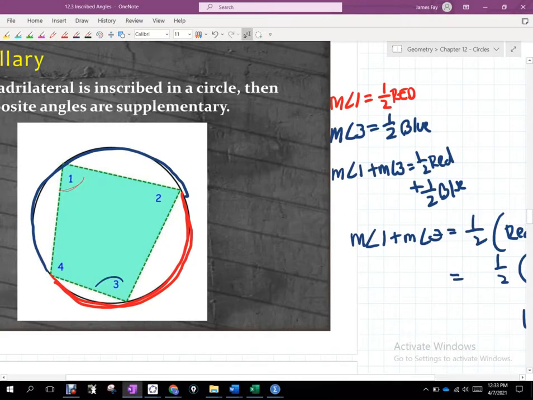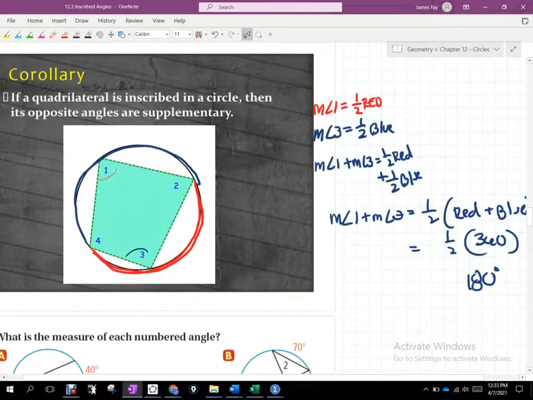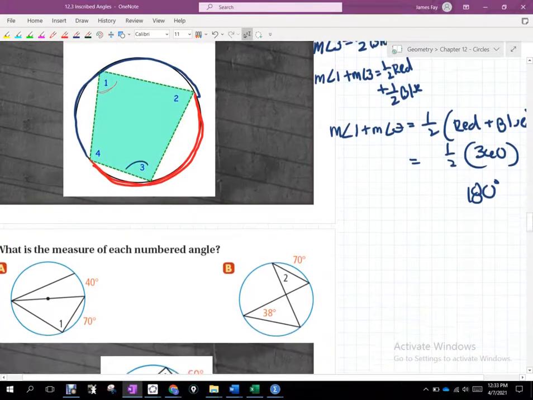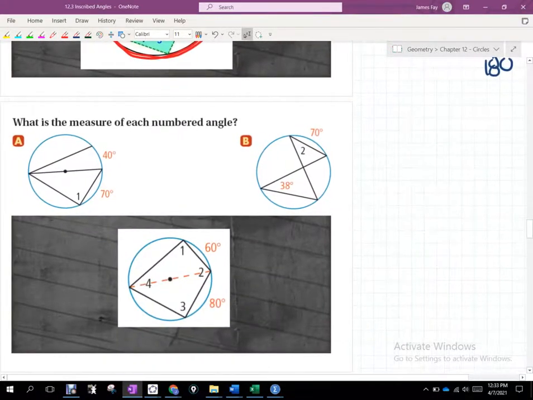Does that kind of make sense? So that's the reason why a quadrilateral inscribed in a circle always has opposite angles that are supplementary. Is that okay with everybody?